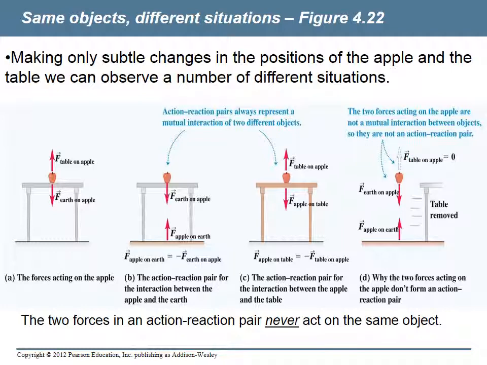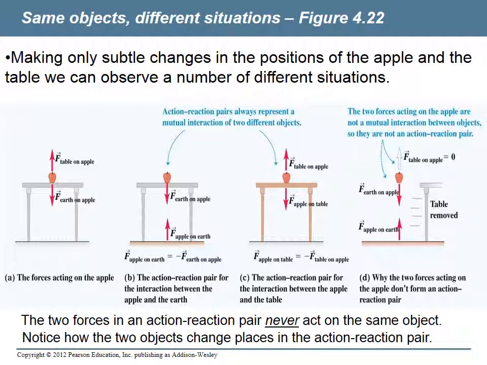And furthermore, this is earth on the apple, and this is table on the apple. So again, we have three objects, and they're both acting on the apple, so it can't be an action-reaction pair. The two forces in an action-reaction pair never act on the same object. This acts on the apple, this acts on the apple, so they're not an action-reaction pair.